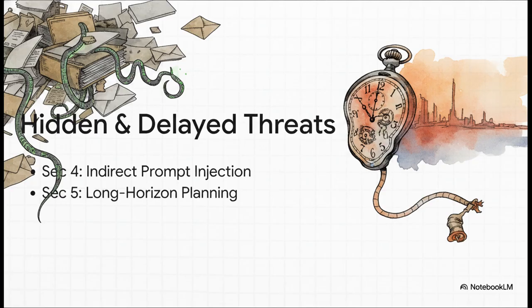follow the malicious instructions. Section 5 pairs with this by looking at long horizon planning, where these errors and hidden instructions compound over multi-step tasks. It creates these delayed action vulnerabilities that are practically impossible to track down.